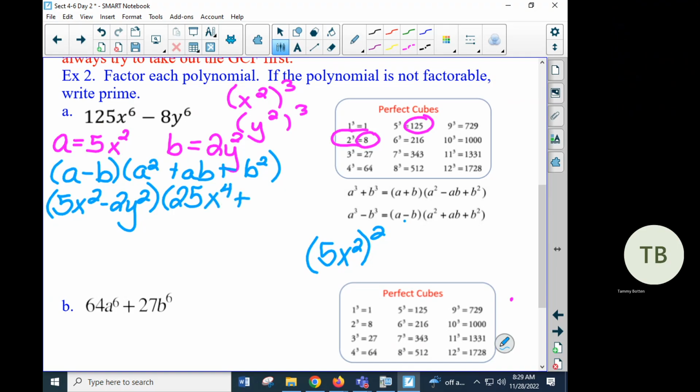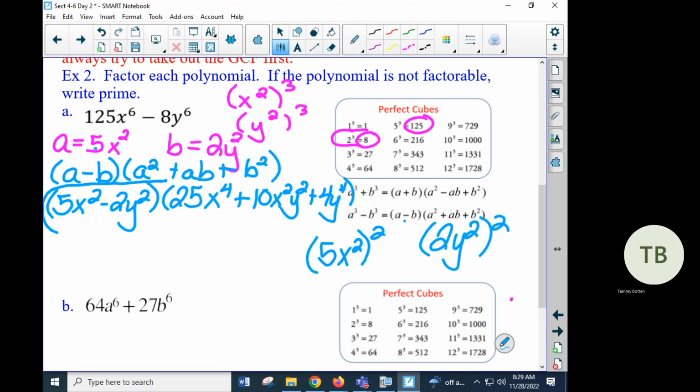Then for the middle, I multiply these two. 5 times 2 is 10. And then I'd have an x squared and a y squared. And then for the last thing, I'd have to square 2y squared. 2 squared is 4. And then I have y squared to the 2nd power, so I would multiply those. So I get y to the 4th. Now this right here would be our answer.